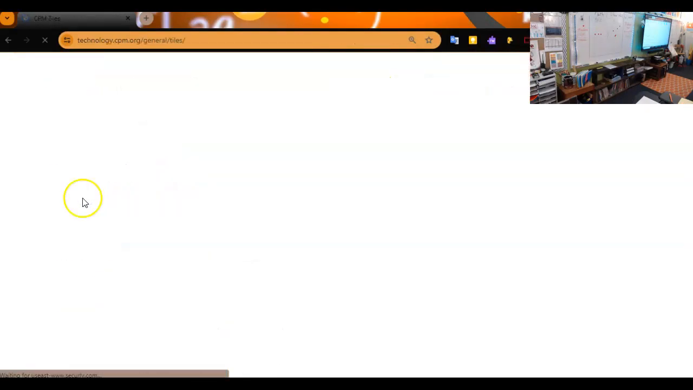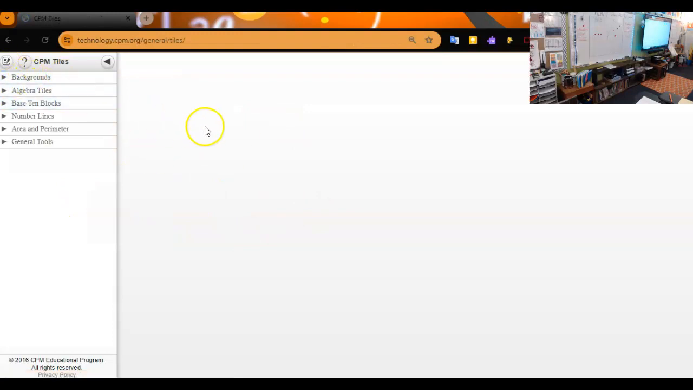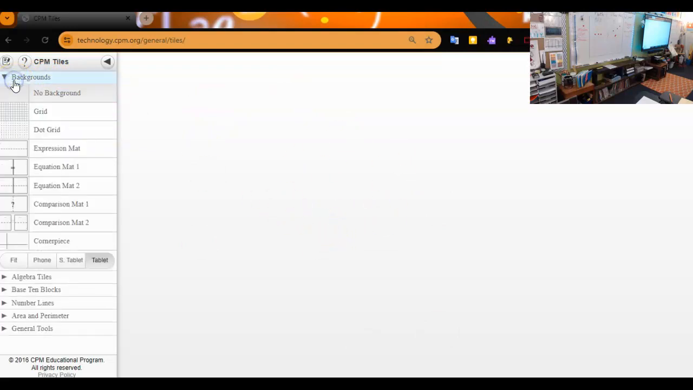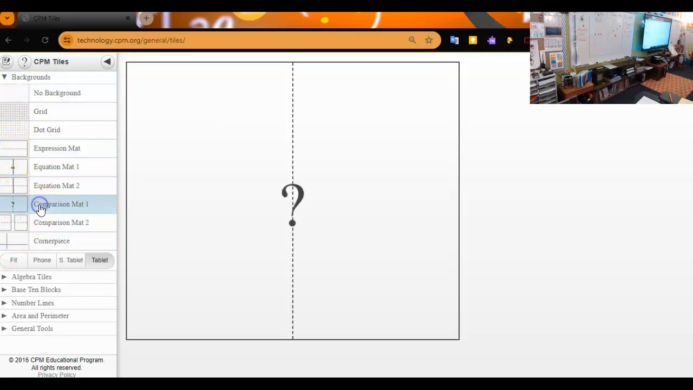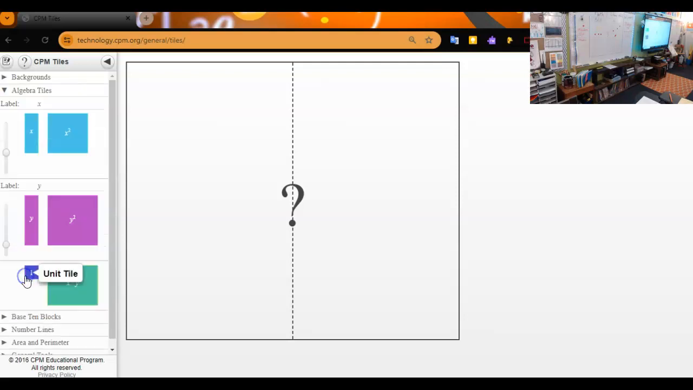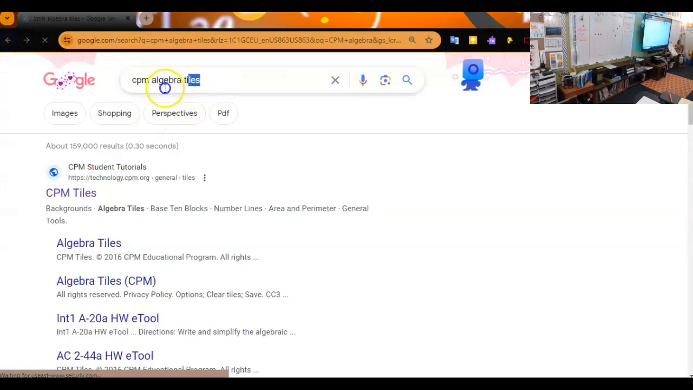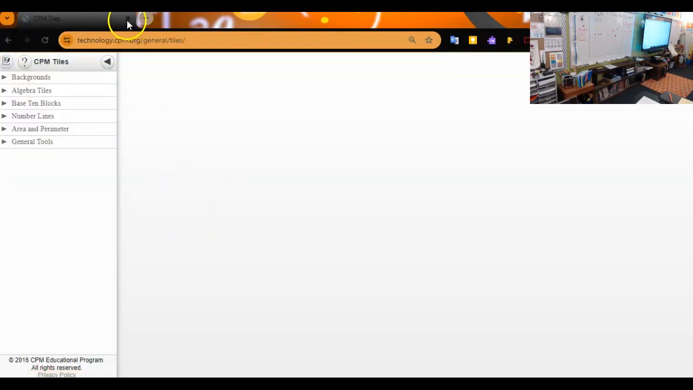anybody in the world can get to CPM's algebra tiles, but hold up, look up here. Look away from your computer. It's nothing right now. You would need to add a background. So the background we've been using is the comparison mat. Then you would need to add algebra tiles. And it actually is a decent amount of work to get this set up. But if you want to use it, all you've got to do is search CPM algebra tiles. It'll take you to the tool and you can do whatever you want.